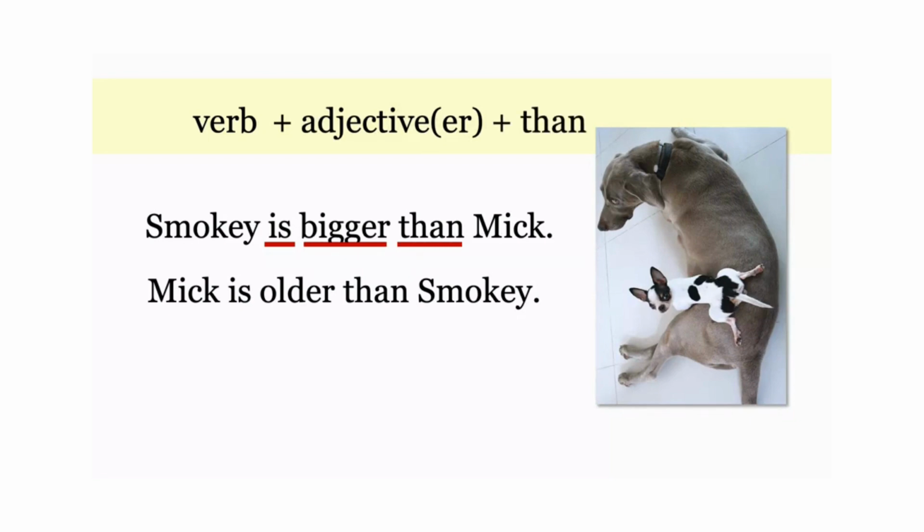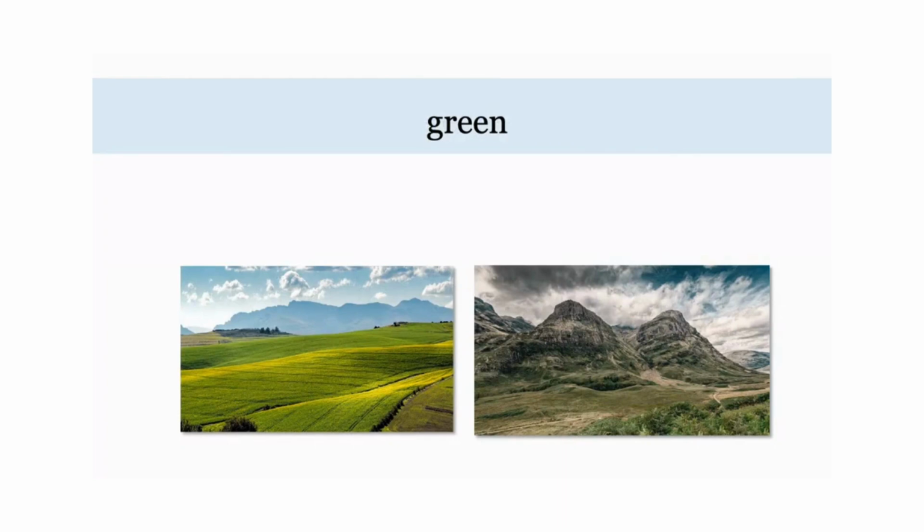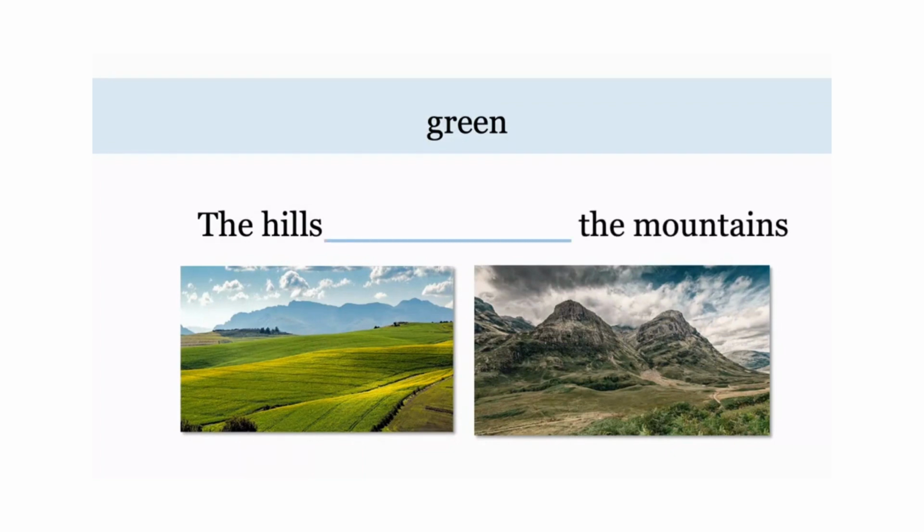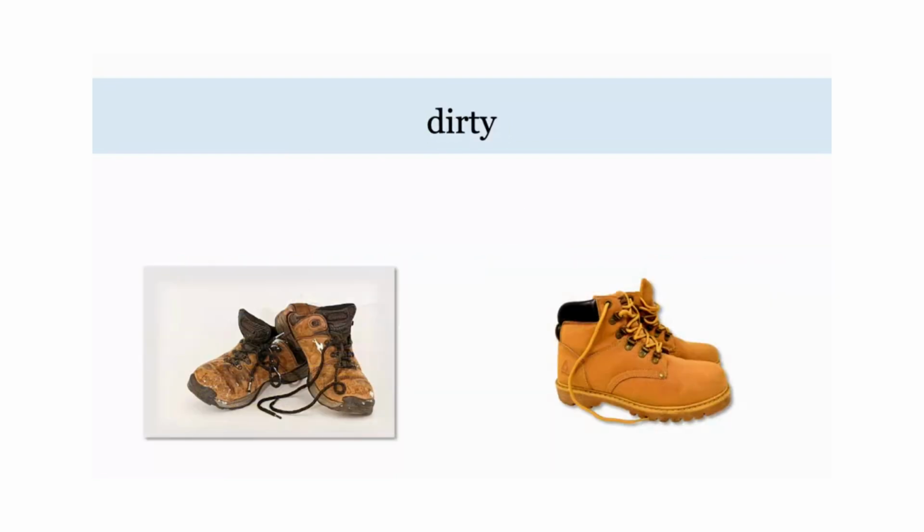Okay, you try. The adjective is green. We have the hills and the mountains. What goes in between to make the comparison? Remember, you need a verb, the adjective green with an er, and the word than. The hills are greener than the mountains. Here, the adjective is dirty, and we have the shoes and the boots. Remember, dirty ends with a consonant and a Y. What goes here? The shoes are dirtier than the boots.